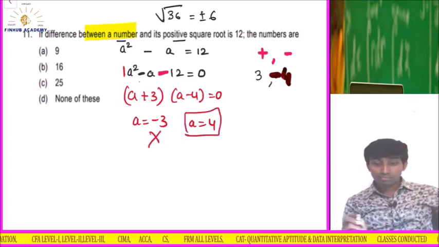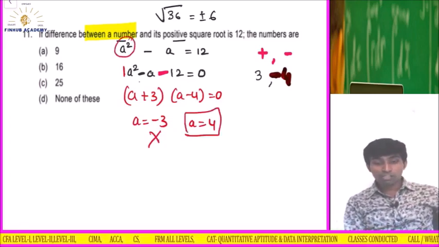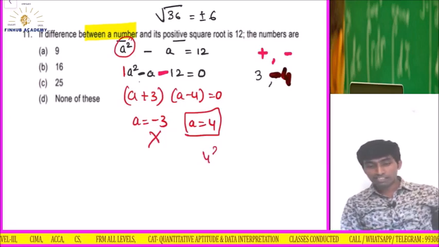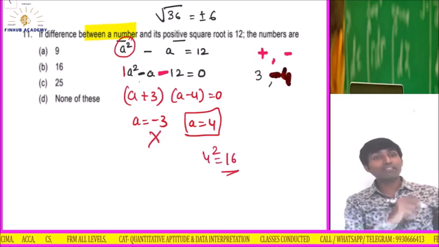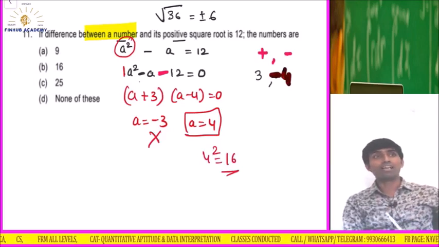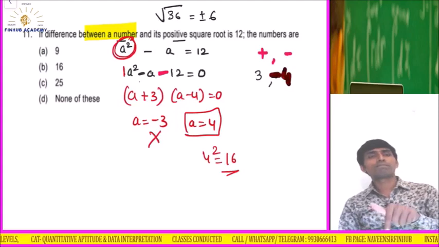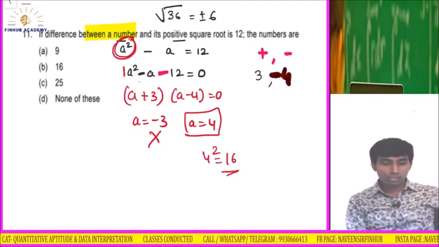So the answer is what? 4. But be careful. My number was a square, not a. Correct? So 4 square is how much? 16. There is a chance that they will give you 4 also, or you might mark none. But my number is a square, not the square root. Square root is 4. So the answer is 16.